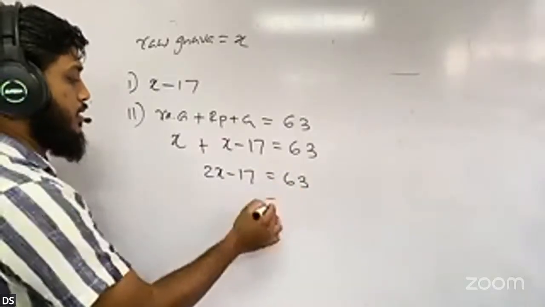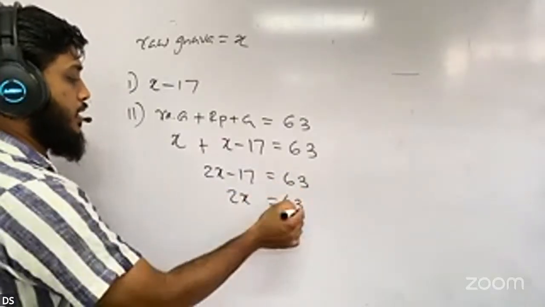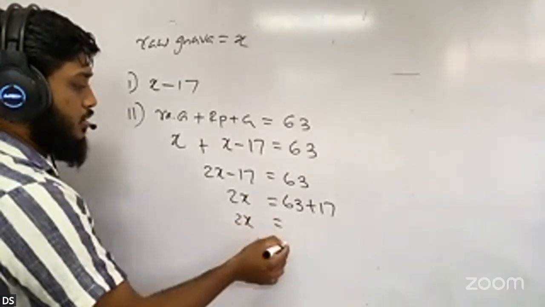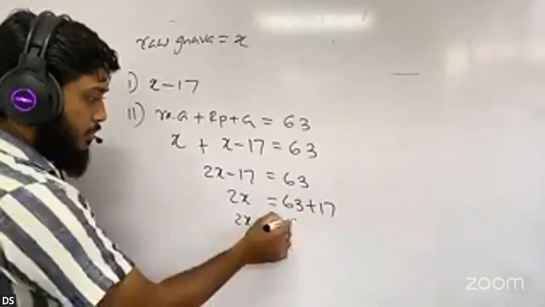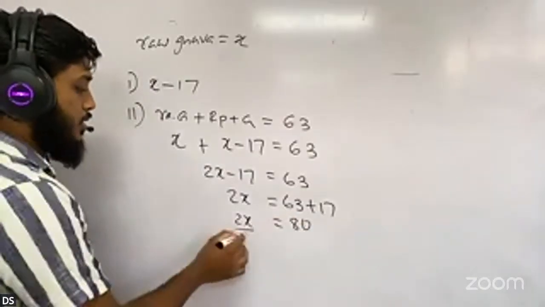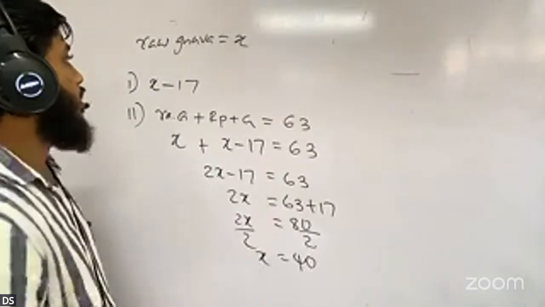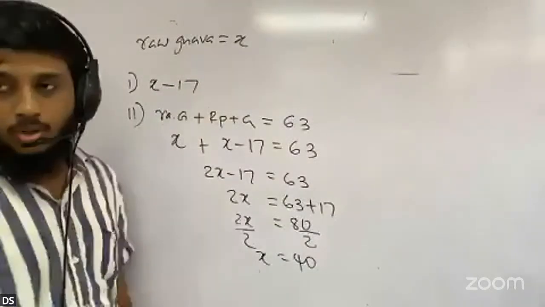Send the minus 17 to this side. So 2x equals 63, minus 17 comes to this side, meaning plus 17. So 2x equals how much? 63 and 17 is 80. So both sides divide by 2. So x will be how much? 40. Then what is x? The number of raw guavas is 40.